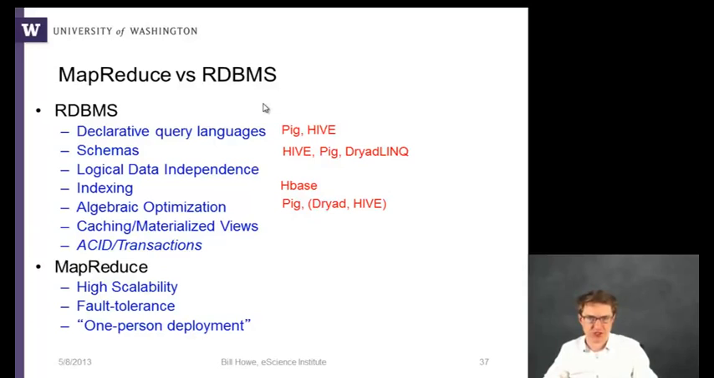But there are other features that relational databases have, and I've listed some of them here. So we've mentioned declarative query languages, and we've mentioned that those start to show up in Pig and especially Hive. Now there's a notion of a schema in a relational database that we didn't talk too much about, but this is a structure on your data that is enforced at the time of data being presented to the system. So any data that does not conform to the schema can be rejected automatically by the database. This is a pretty good idea because it helps keep your data clean.